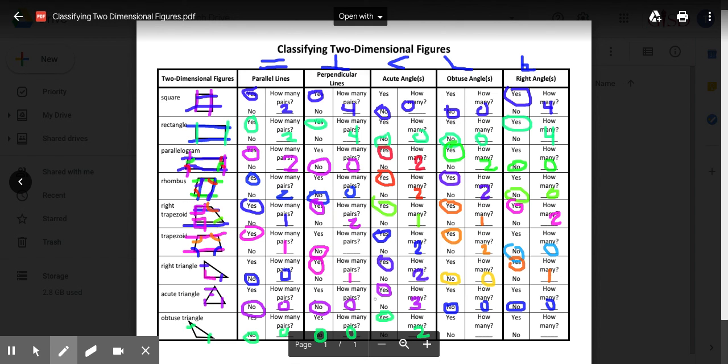The next question says, do I have any obtuse angles? Well, it's called an obtuse triangle, so you have one obtuse angle, which is right here. So your answer is yes. And you have one. And then your last question asks if you have any right angles. The answer to that is no, with 0.